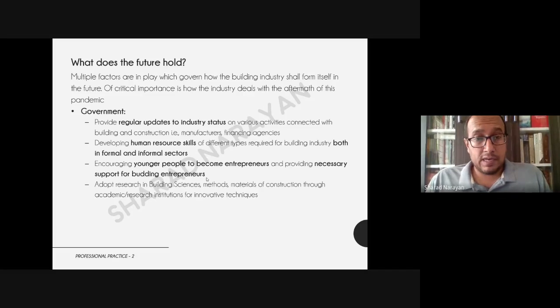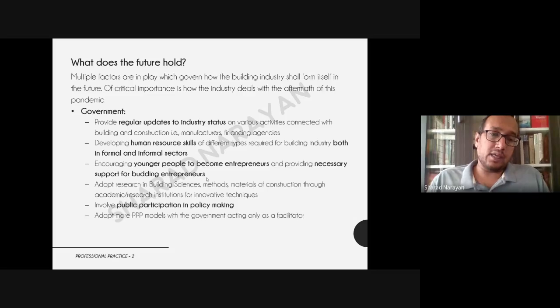It has to adopt building research in building sciences and materials of construction through academic and research institutions to come up with more innovative techniques for construction. It has to involve public participation in policy making. And it has to completely lean towards the public private participation model, where the government acts only as a facilitator.